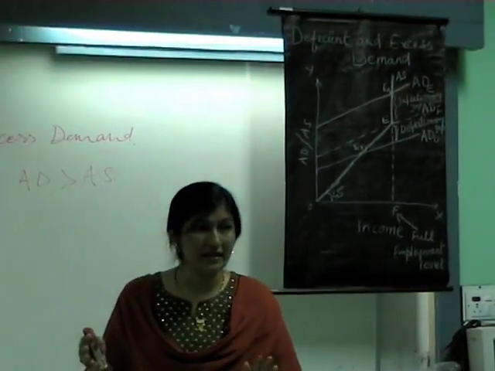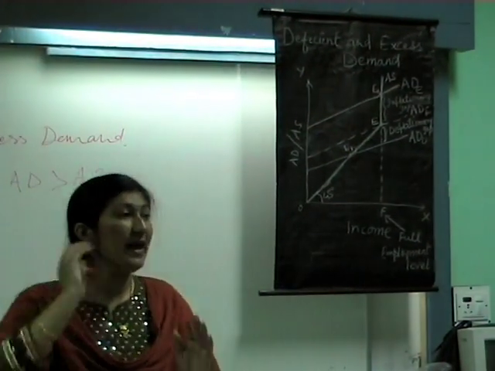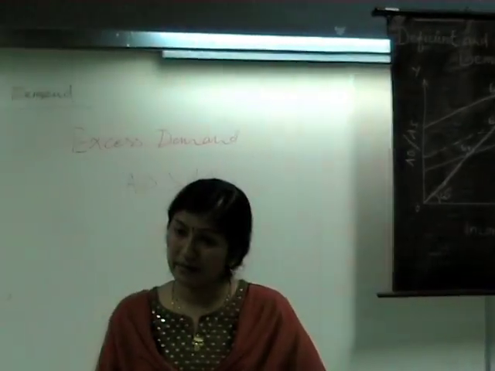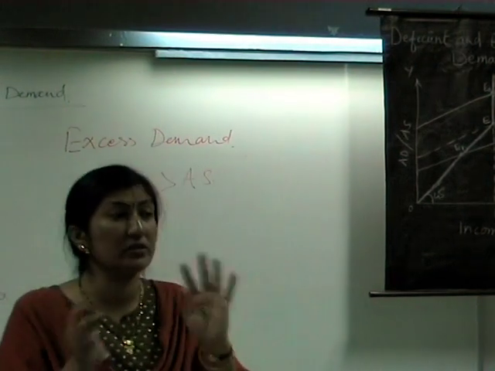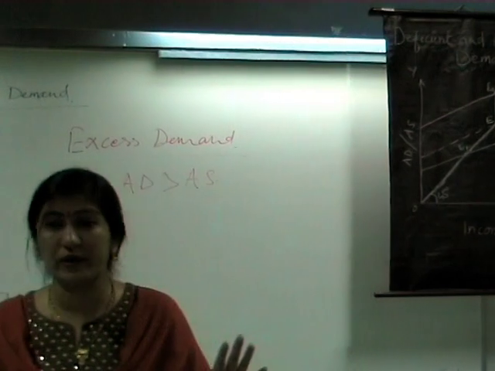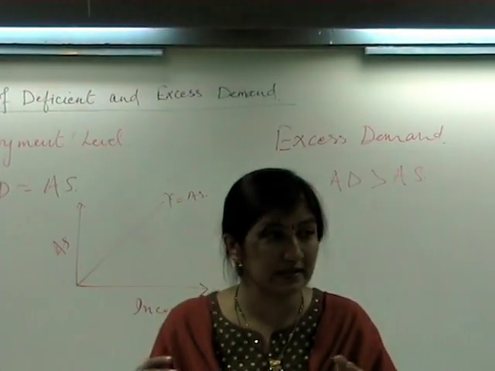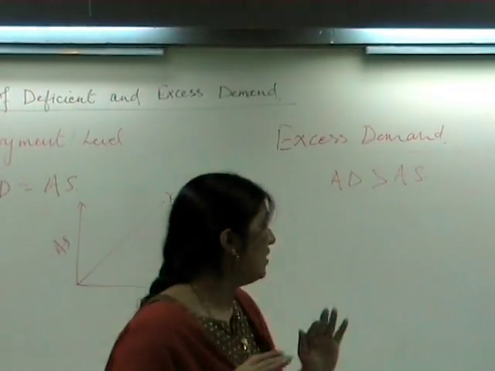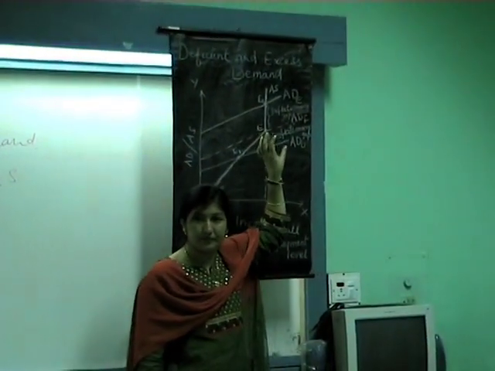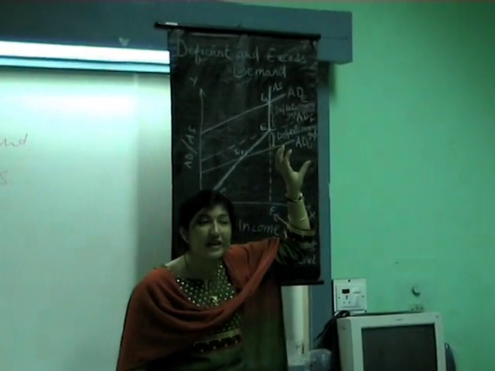Okay? Now, come to the excess demand situation. What is happening here? At full employment level, aggregate demand is more than aggregate supply. So again a gap is there. We say there is no gap when both are equal to each other. But what we are finding is they are not equal. There is a difference. Getting the point? So this gap is known as inflationary gap.